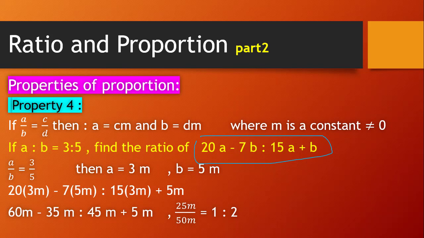60 minus 35 equals 25. 25m over 50m, which is 45 plus 5. Then I simplify, it will be 1 to 2. Divide by 25 up and down, and I'll get the simplest form, 1 to 2.